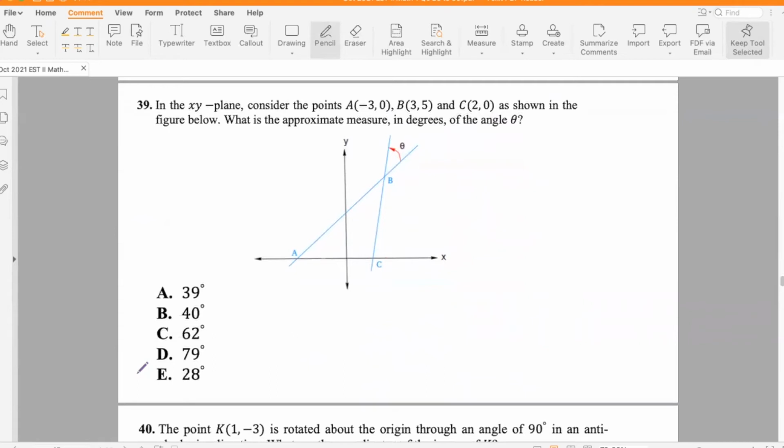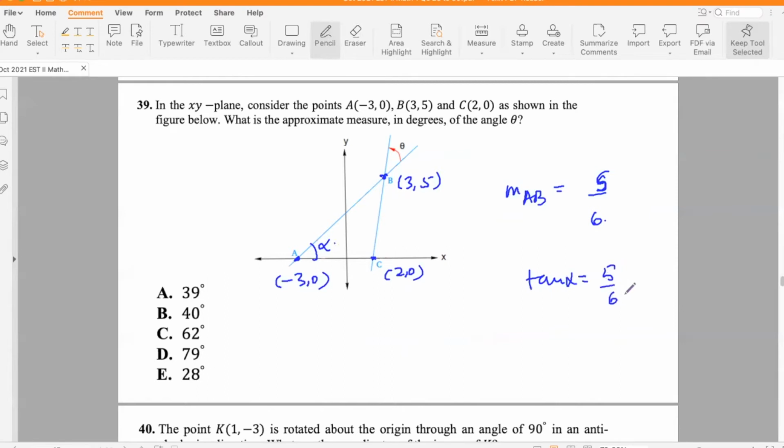In the xy plane, consider the points A minus 3, 0. This is minus 3, 0. B 3, 5, and C 2, 0. Okay. What is the approximate measure of angle theta? Right. So what is the slope of AB? Slope of AB will be 5 by 6, right? So if this angle is alpha, then tan alpha is 5 by 6, right?